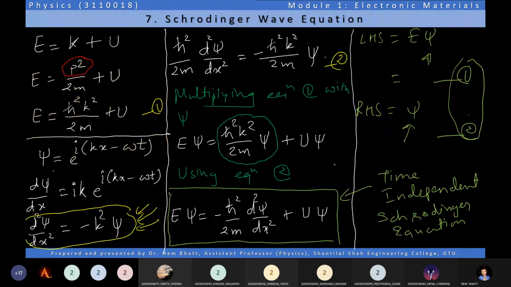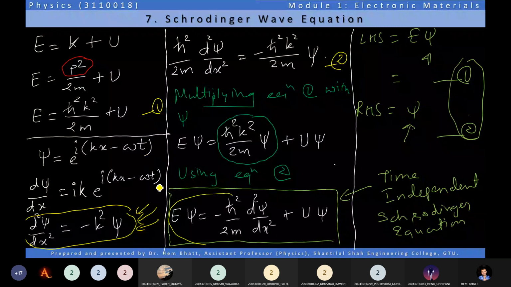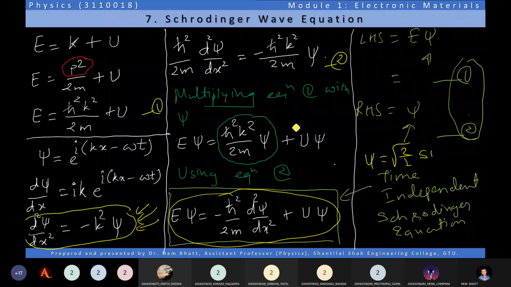જો આ Schrodinger equation માં તમે psi ની કઈ વેલ્યુ મૂકો? psi is equal to root 2 by L sin kx substitute કરો તો condition satisfy થાય. So that is the solution of Schrodinger wave equation. So that was the topic for the day. આજે આપણે એટલું કરવાનું હતું. To understand what is Schrodinger wave equation, to derive its equation, and to get solution.